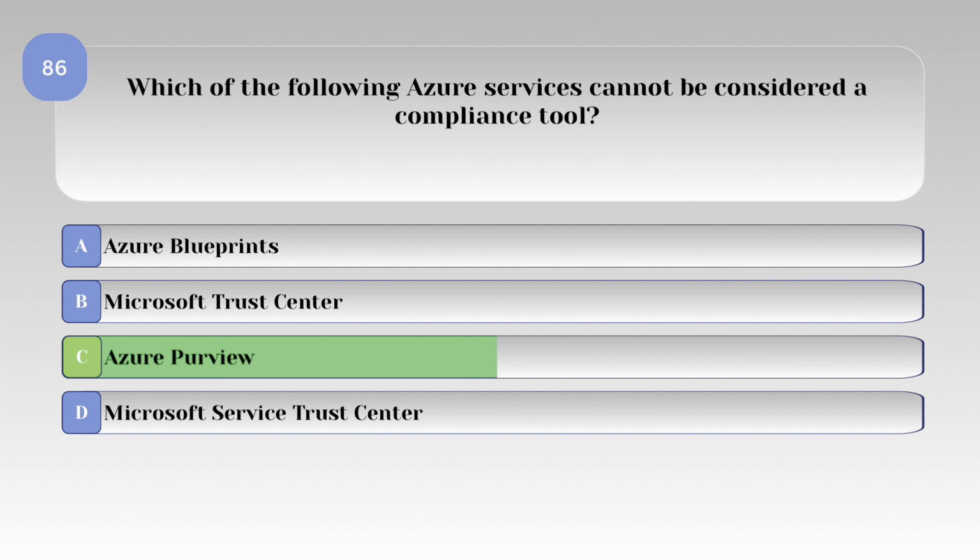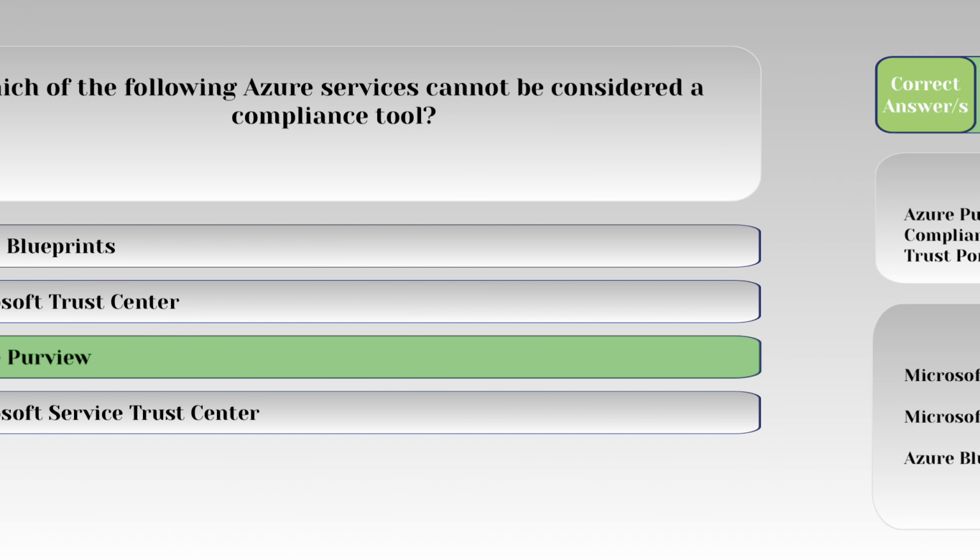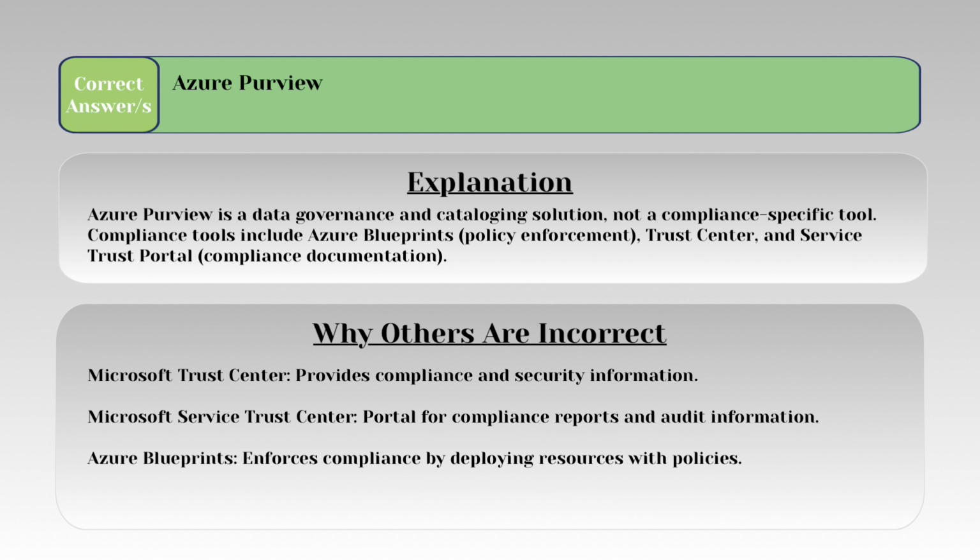Correct answer, Azure Purview. Explanation: Azure Purview is a data governance and cataloging solution, not a compliance-specific tool. Compliance tools include Azure Blueprints, Trust Center, and Service Trust Portal. Why the other options are incorrect: Microsoft Trust Center provides compliance and security information. Microsoft Service Trust Portal is a portal for compliance reports and audit information. Azure Blueprints enforces compliance by deploying resources with policies.